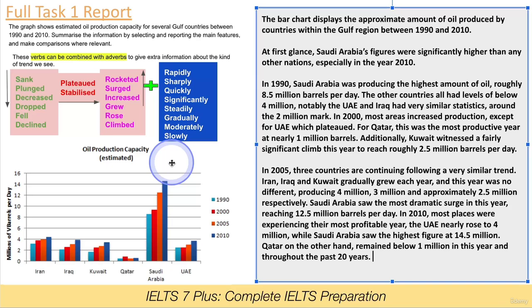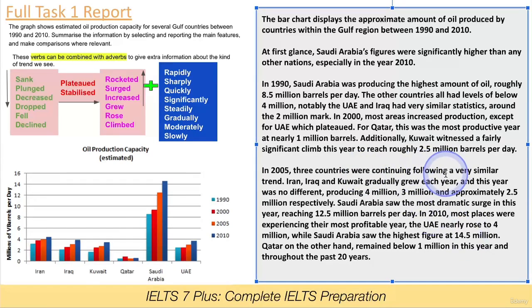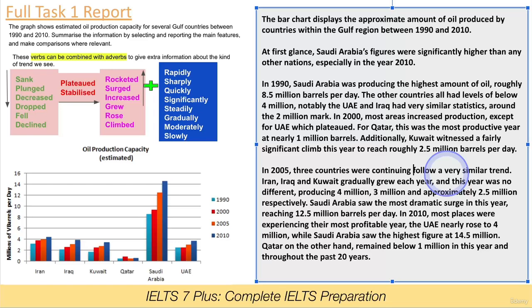Let's read this back and see how it's sounding. In 2005, 3 countries were continuing to follow a very similar trend. Iran, Iraq, and Kuwait gradually grew each year, and this year was no different, producing 4 million, 3 million, and approximately 2.5 million respectively. Saudi Arabia saw the most dramatic surge in this year, reaching 12.5 million barrels per day.